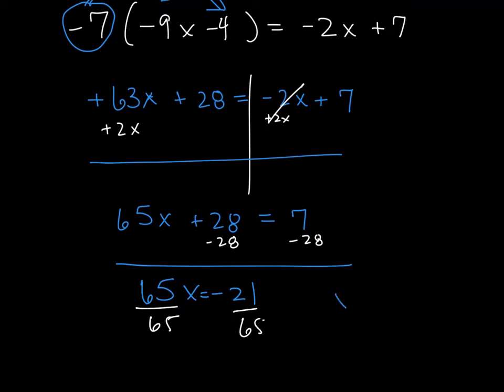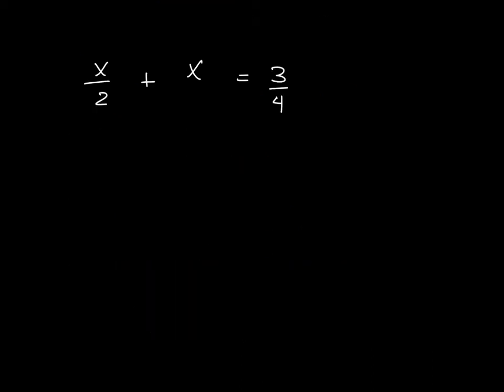And finally, we have our solution for x, and x is equal to negative 21 over 65. So the next equation we're going to look at has fractions in them.